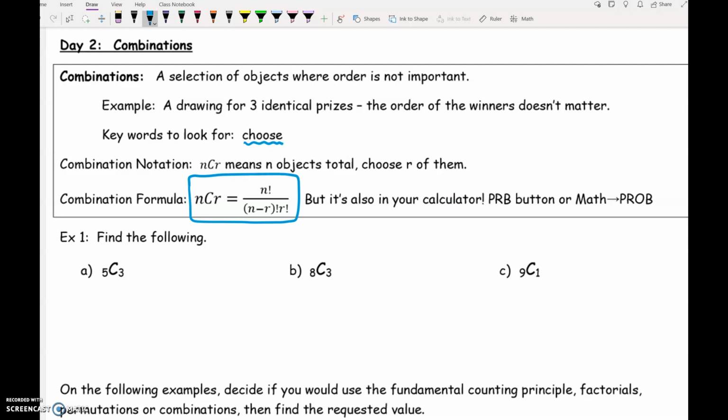In our calculator, you would punch in the 5 first, then your PRB button, and go over to find that NCR, and then you would type in the 3. So your screen will look like 5 NCR 3, and you should get 10.